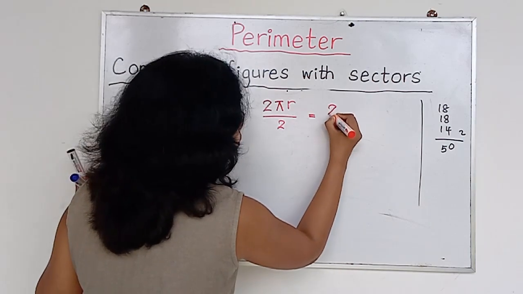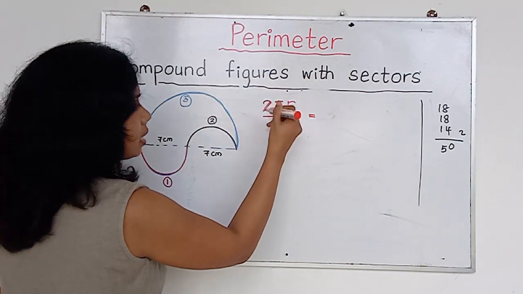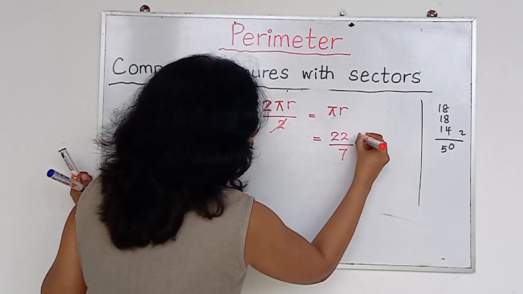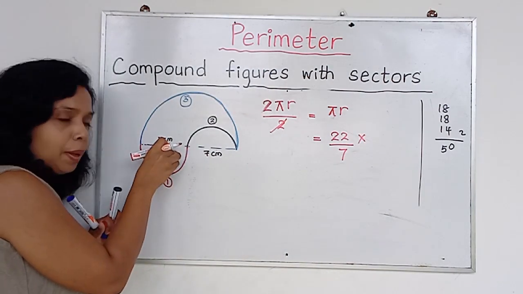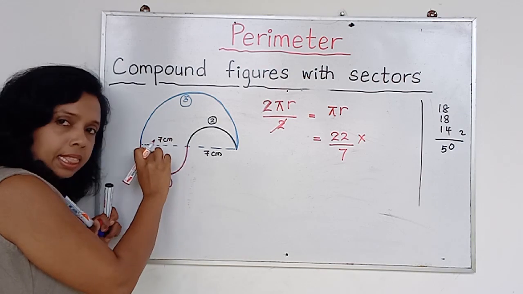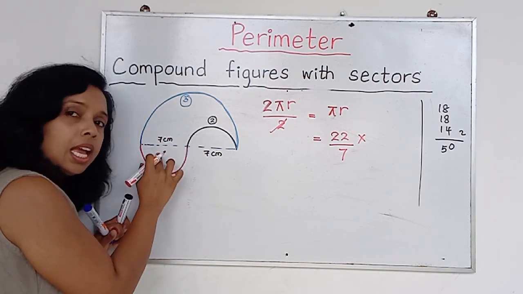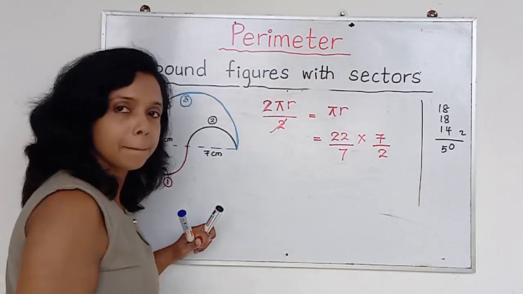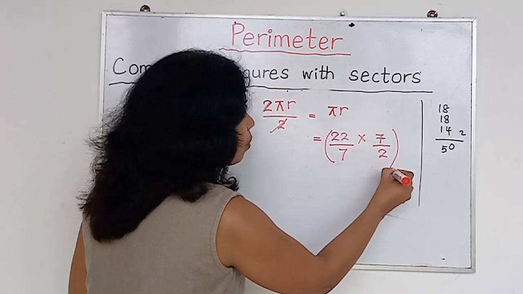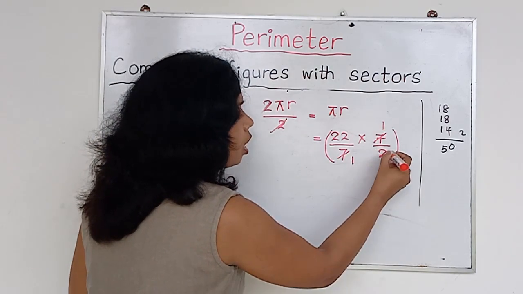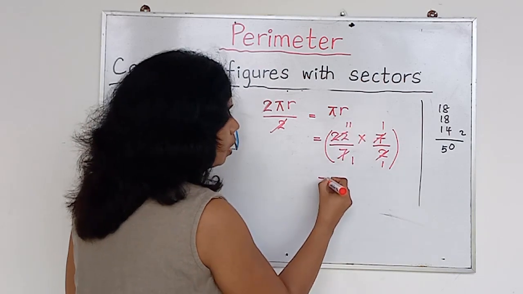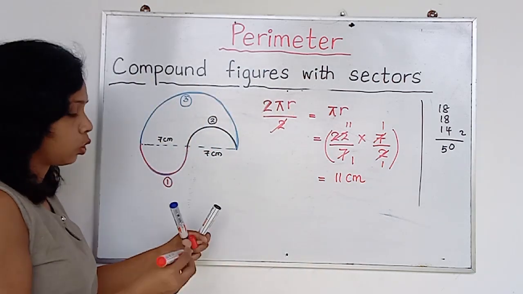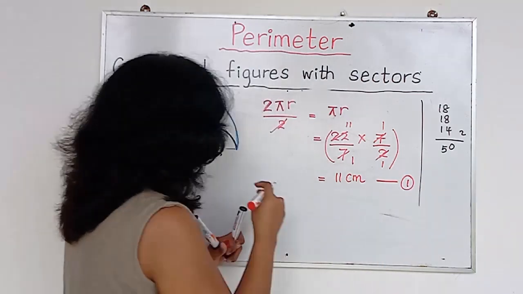So what you want to do? Can you remember I told you? So here you can simplify this. Then the value is pi r. What is the pi value? 22 over 7 times what is the r value here? They have given this full length, that is they have given the diameter. Then the r value should be half of it. Okay? Right. How can you simplify this? 7 times 1, 7 times 1. 2 times 1, 2 times 11. Then what is the answer? 11 centimeters. Right? Okay. Children, so this is the perimeter of part 1.